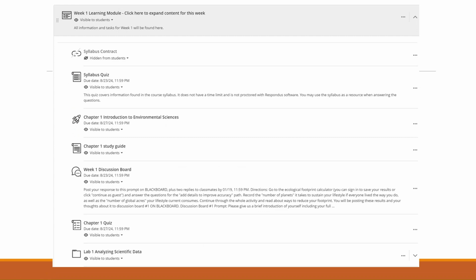Below the Start Here, you'll find your week 1 learning module. It will have your syllabus contract. So you'll go sign the syllabus contract. And then beneath that, there's going to be a syllabus quiz. This is worth 10 points. I recommend, therefore, that you read the syllabus and then answer the questions for the quiz.